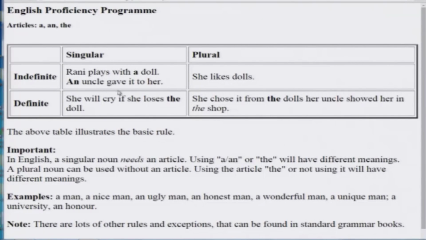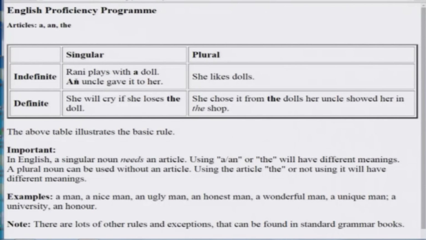An uncle gave it to her. Since it is uncle, it is an. If it were brother, then it would be a. A brother gave it to her. So if the next sound is a consonant sound, then a would come, and if the next sound is a vowel sound, then an will come. That is the only difference between a and an.